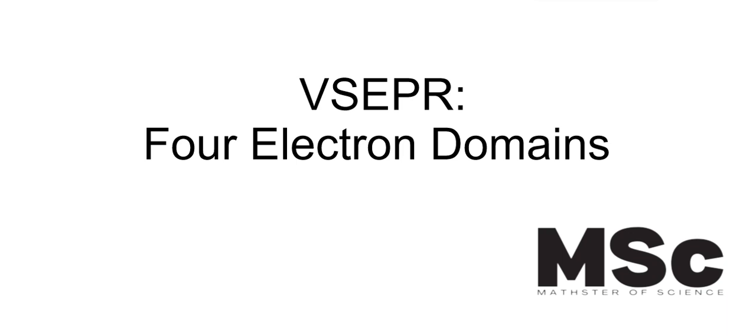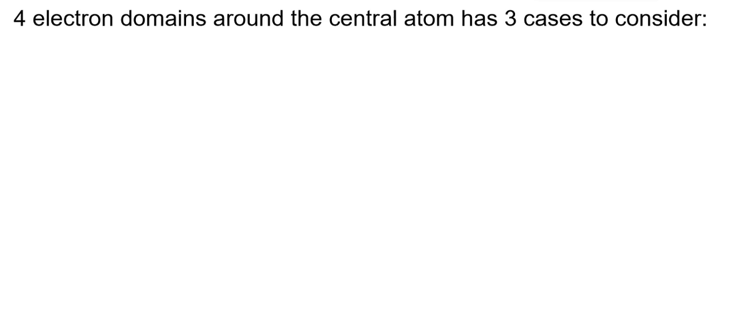In this video we're going to be looking at VSEPR theory, specifically the examples where we have 4 electron domains around the central atom. When we have 4 electron domains around the central atom, there's 3 cases that we need to work through. I will do one example for each case in this video.